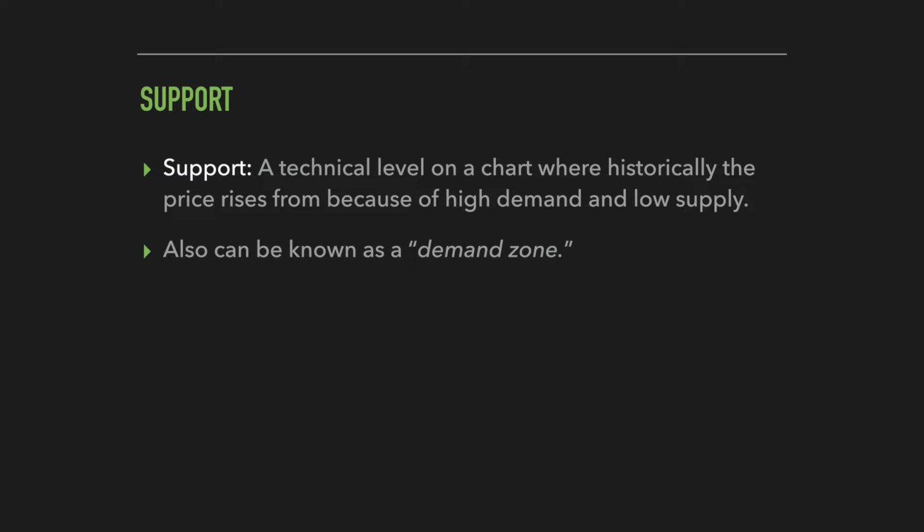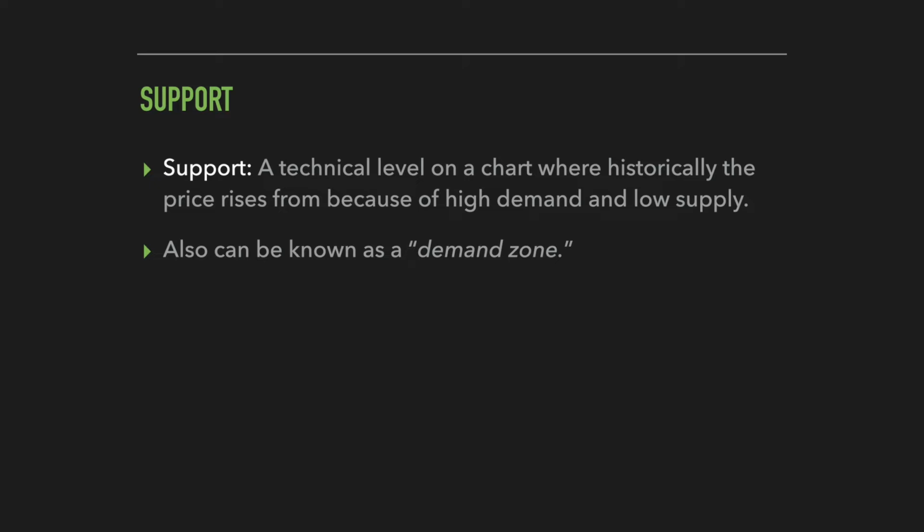So first and foremost, a level of support is going to be a technical level on a chart where historically speaking the price rises from because of a higher amount of demand and a lower amount of supply. Remember that the stock market is going to fluctuate based on supply and demand. If there is a large amount of demand or a large amount of buying and a low amount of supply or a low amount of selling, that imbalance is what is going to cause the price to rise from that level. And on the other side of the spectrum, a high amount of supply and a low amount of demand is going to drive the price lower.